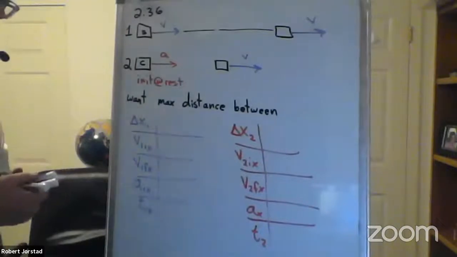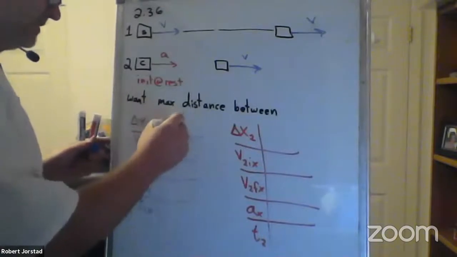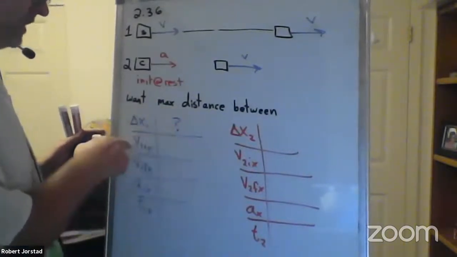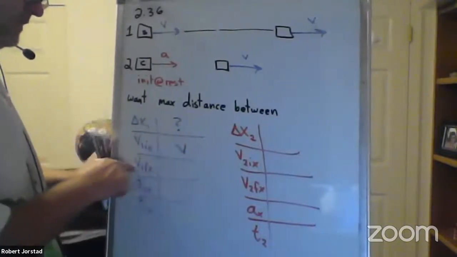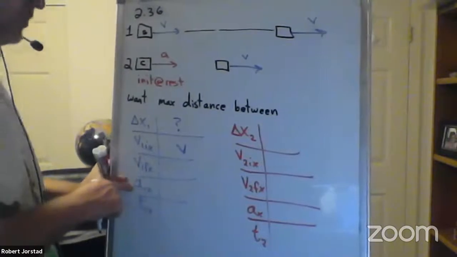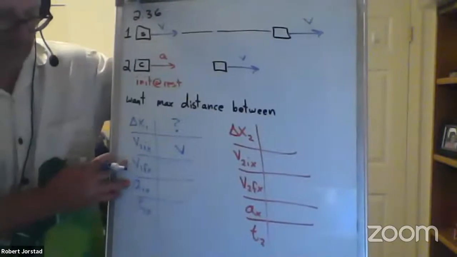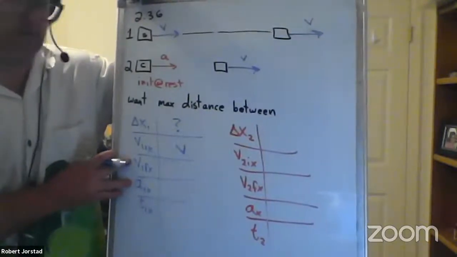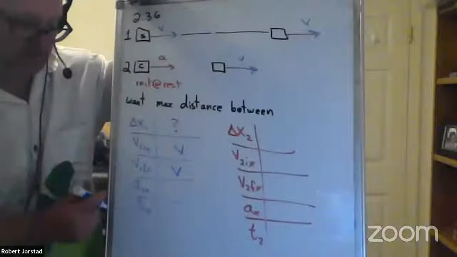Okay. So in this case, delta x1, I don't think I know it. V1 initial, that is just V. V1 final, let's think. How about A1? What do you guys think? What about V1 and A1 here? V1 final X and A1X for this speeder. Isn't V1F just going to be V? Why? Because it's constant? Okay, true. It's a constant speed. So what does that tell you about A1X?